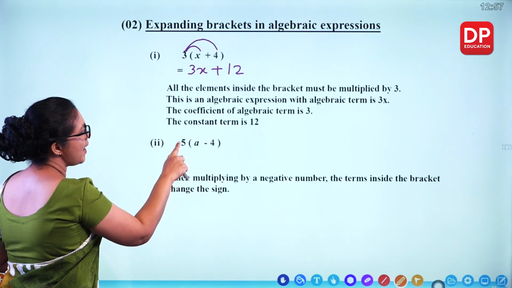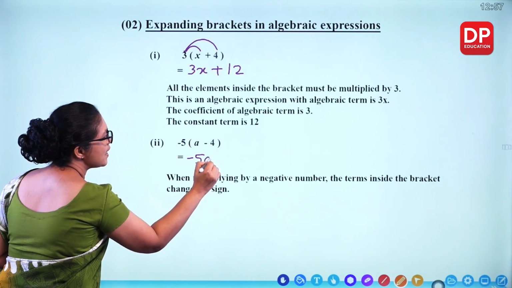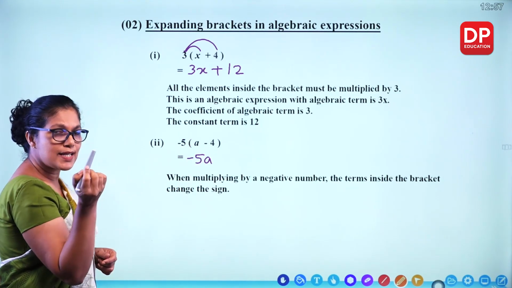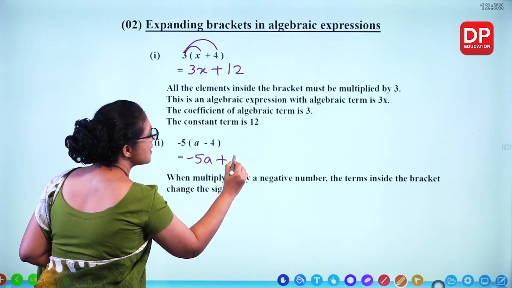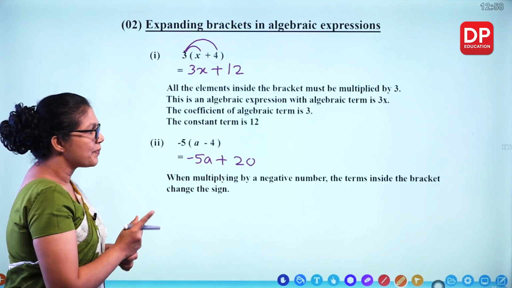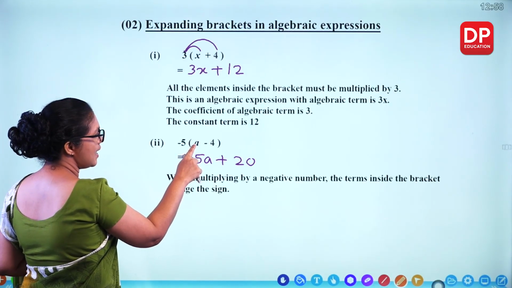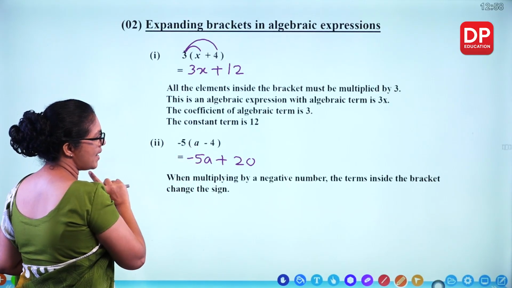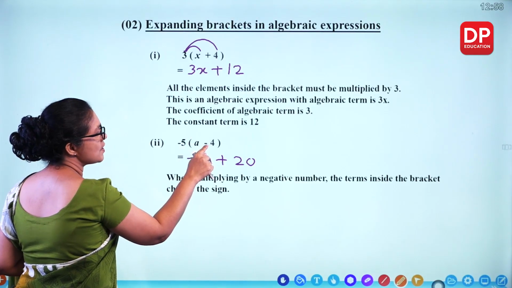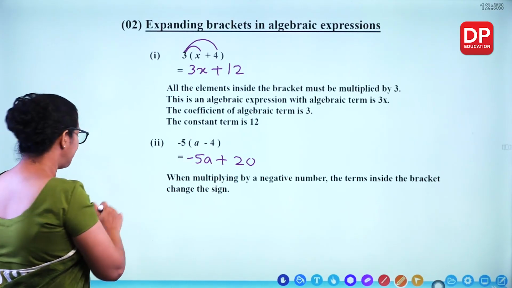Now expand this. Minus 5 times a, minus 5a. Minus 5 times minus 4, you get plus 20. When multiplying by a negative number, the terms inside the brackets change sign. Look here, a was positive, now it is minus 5a. Earlier this was a minus value, now it is plus.